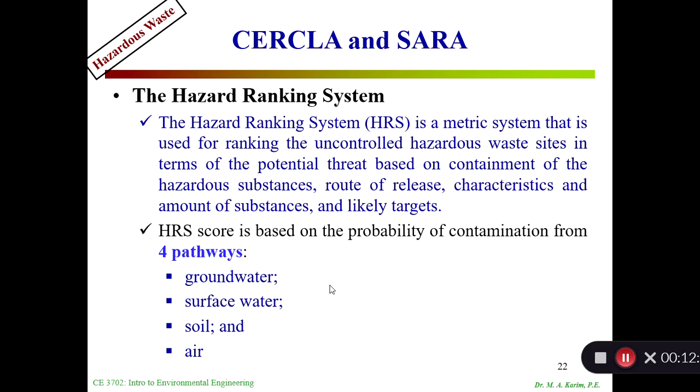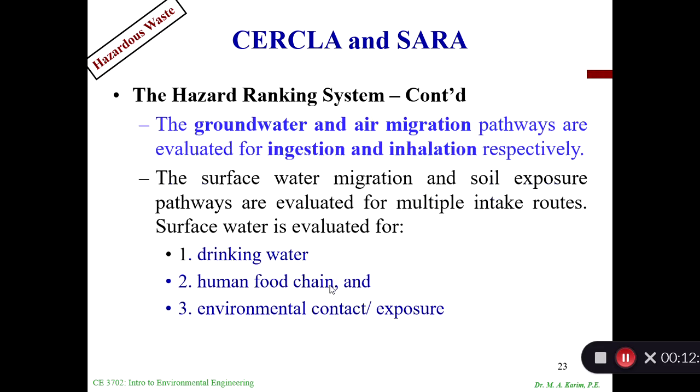So here is the Hazard Ranking System. It's a metric system used for ranking uncontrolled hazardous waste sites in terms of the potential threat, based on the containment of the hazardous substances, route of release, characteristics and amount of substances, and likely targets. The HRS score is based on the probability of contamination from four pathways. Number one is groundwater, number two is surface water, number three is soil, and number four is air. These are the pathways considered to rank a hazardous waste site.